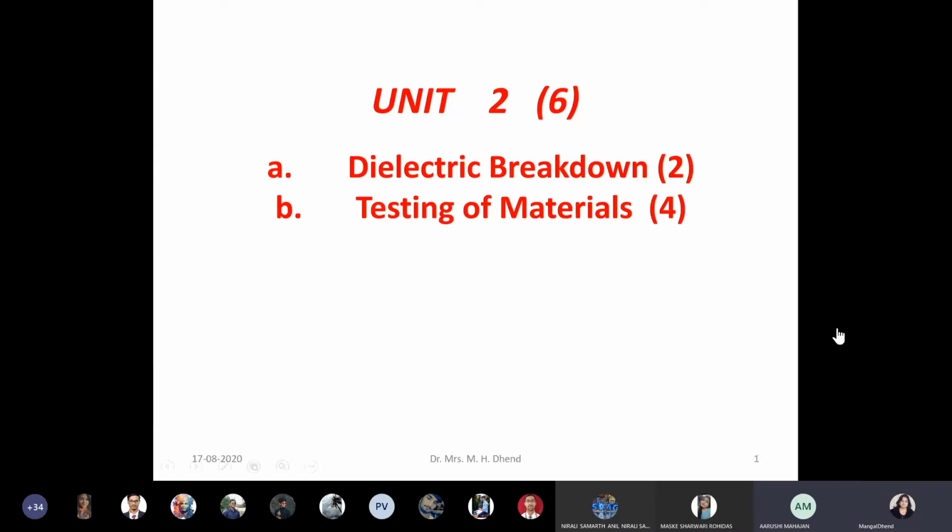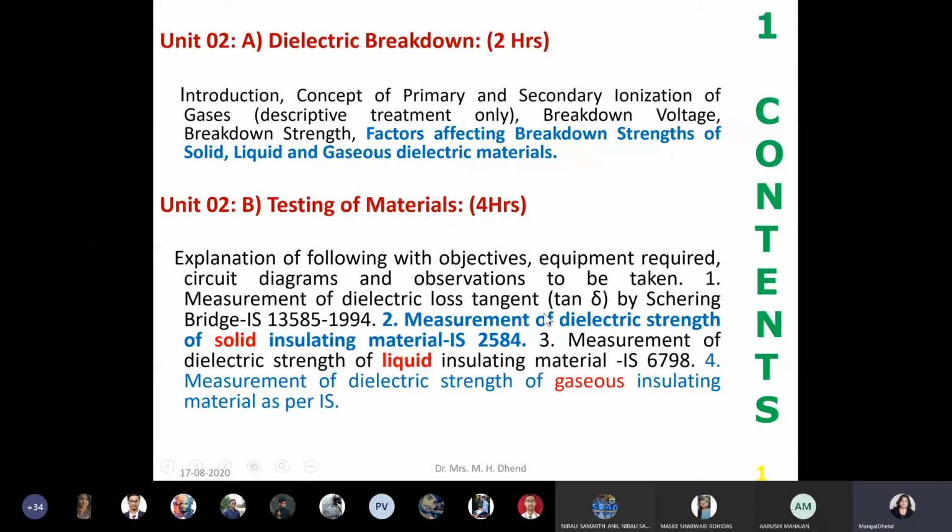Okay, now let us start. So, dear students, I will just explain our unit 2. Unit 2 has two parts: dielectric breakdown, 2 marks, and testing of materials, 4 marks. Now, the content of unit 2A. Can you read the PPT 2A and 2B?